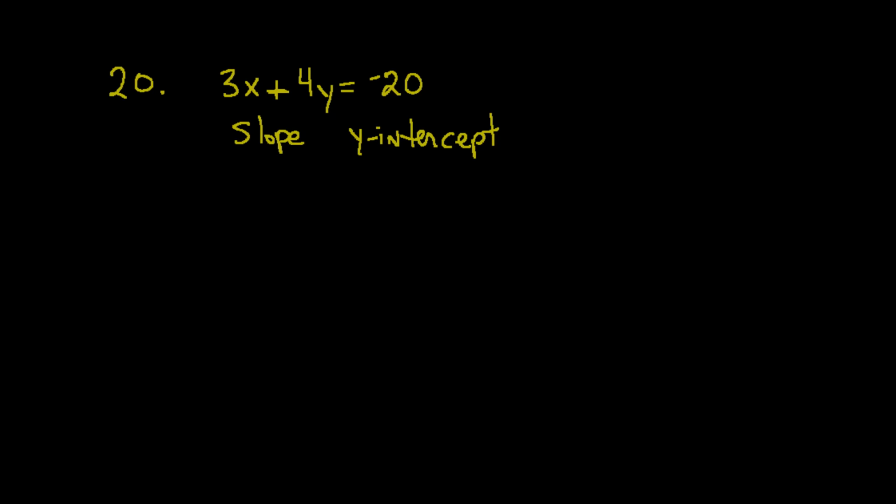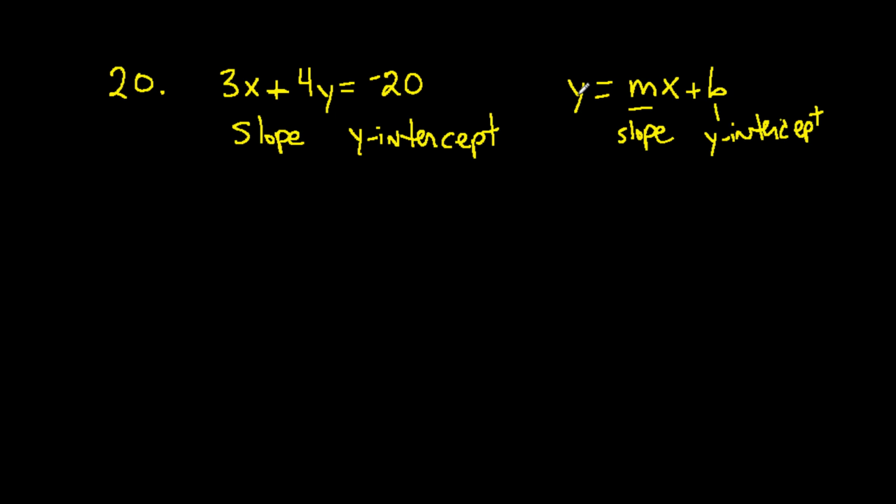Number 20 wants us to find the slope and y-intercept of this line. Therefore, we want to convert this equation into slope-intercept form, which is y equals mx plus b. So m is the slope and b is the y-intercept as soon as we get y alone. So let's solve this equation for y.